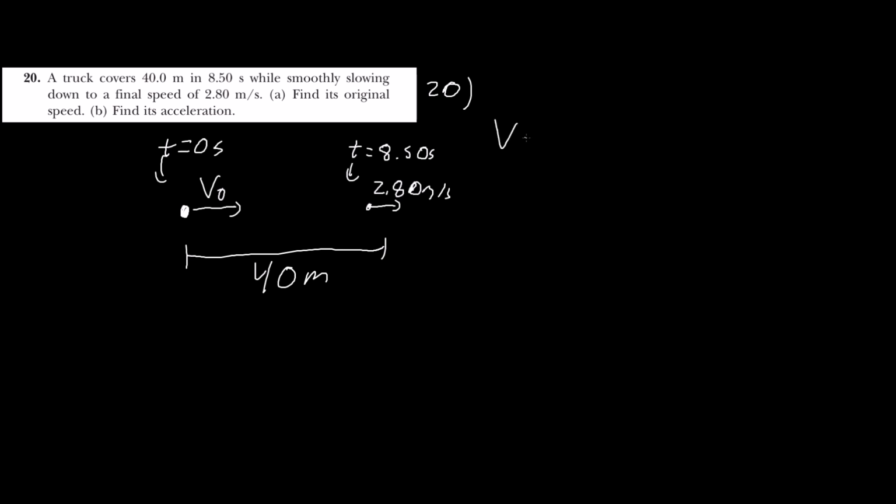So once you work that out, the initial velocity is going to be 6.61 meters per second. There we go. So that's part A. Part B is find the acceleration.